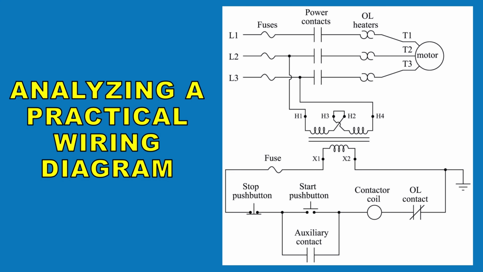This wiring diagram represents a basic motor control circuit incorporating a start/stop push-button station, contactor, and overload relay. Understanding these elements enables engineers to troubleshoot motor operations effectively.